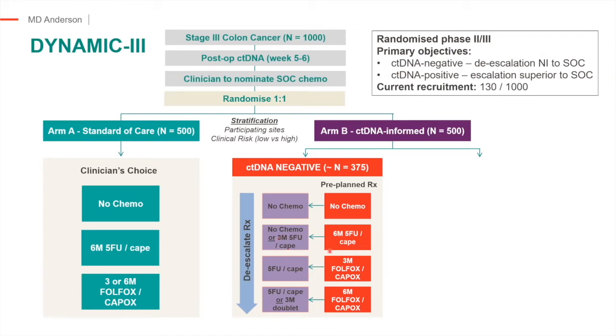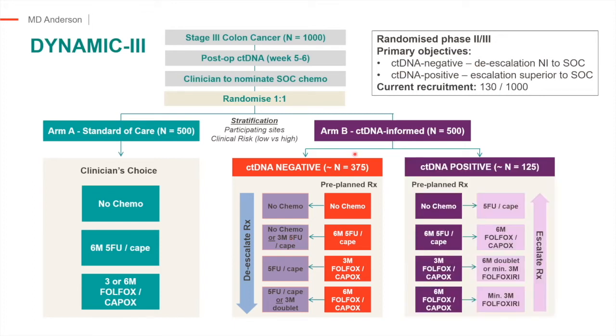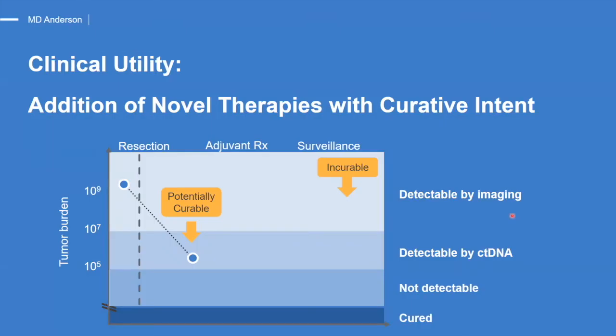if the oncologist and patient said, well, we'd probably do 6 months of 5-FU, and the ctDNA test came back negative, then it would be, we're going to do less 5-FU or just no chemo at all. And then conversely, if they said we're not going to do anything and it was positive, then they would escalate up in their treatment intensity. So that's the Dynamic 3 study.